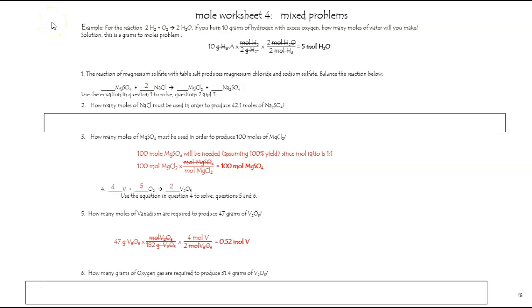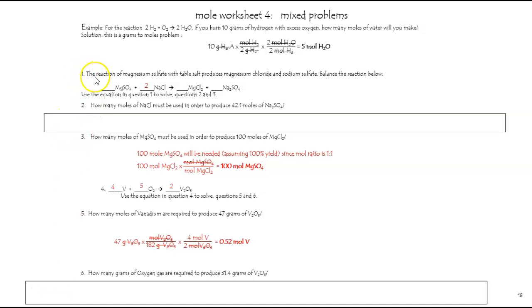Okay, it's time for mole worksheet 4. This is some mixed problems. They could ask just about anything that has to do with the mole. Let's dive right in. Question number 1 is done for you. We'll be doing the odd ones. You have to do the even ones, but hey, there's only 2 of them.